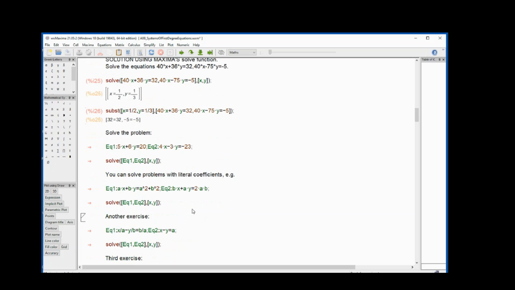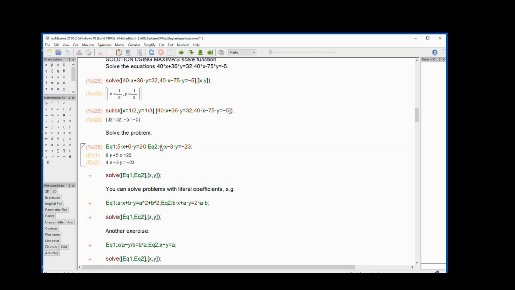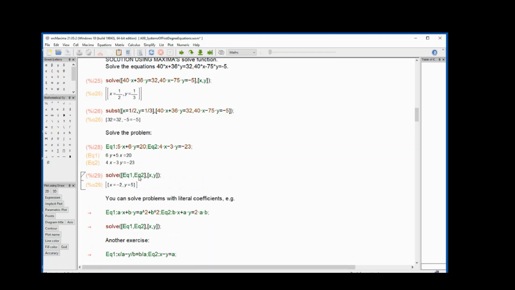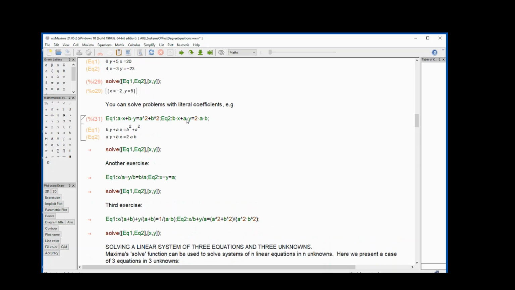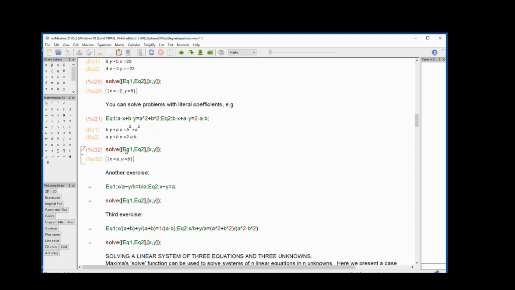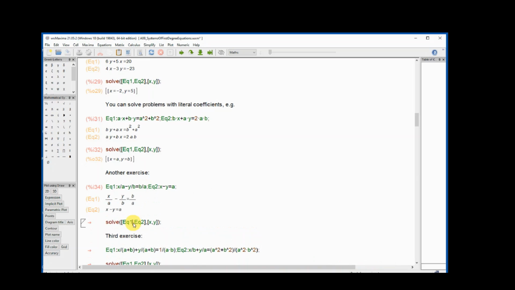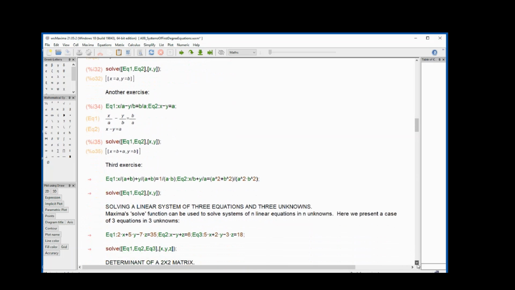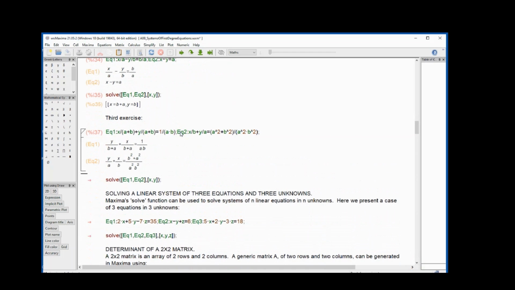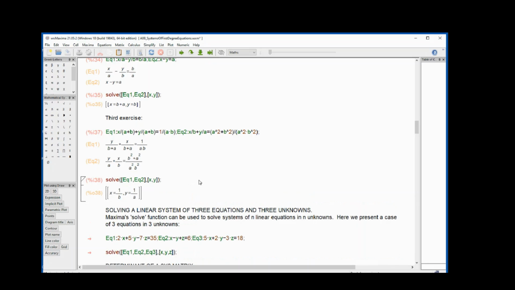Here I'm going to have another problem. I can just do these and obtain my results. With literal coefficients, using solve is an incredibly simple way to solve equations. So we get x equal a, y equal b. Here's another exercise. System of linear equations. We get x equal b plus a, y equal b. A third exercise with literal coefficients. Solving, that's what we get.